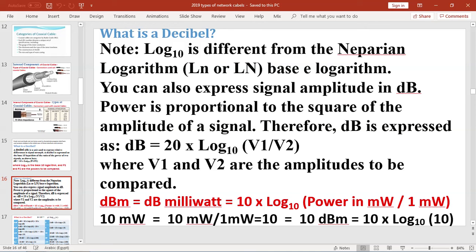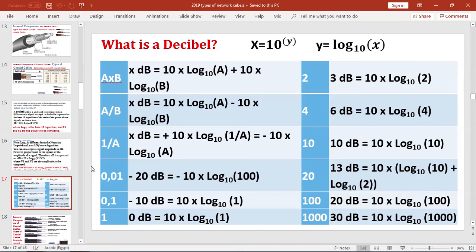Compare decibel milliwatt, yes, it's dBm. As we know, the unit of power is watt or milliwatt, so 10 times log 10 of power in milliwatt over 1 milliwatt. 10 milliwatt equals 10 milliwatt over 1 milliwatt, which means 10 dBm. Okay. This table also declares the units in decibel.